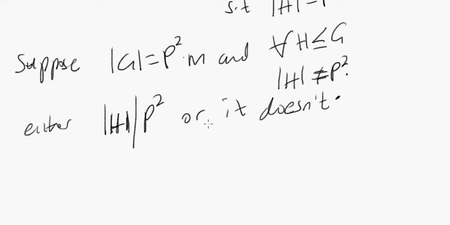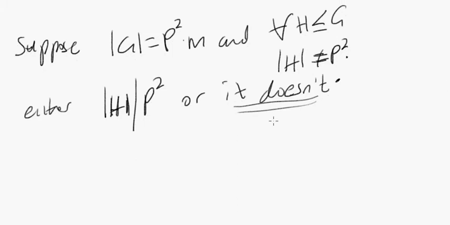Well, even if it doesn't divide p squared, what benefit would that be? Let's try the best case scenario. Our dream comes true: the order of H does not divide p squared. That is, let's suppose that the order of H actually doesn't divide p squared. So what? If the order of H doesn't divide p squared, can we say that the order of H divides m?